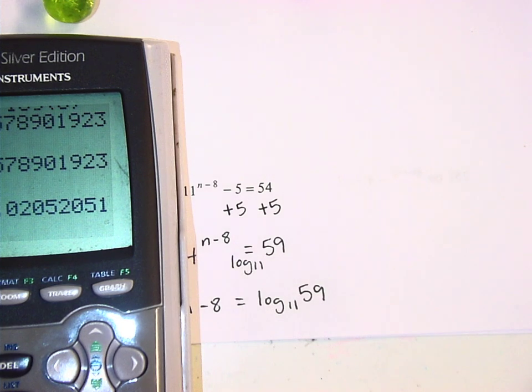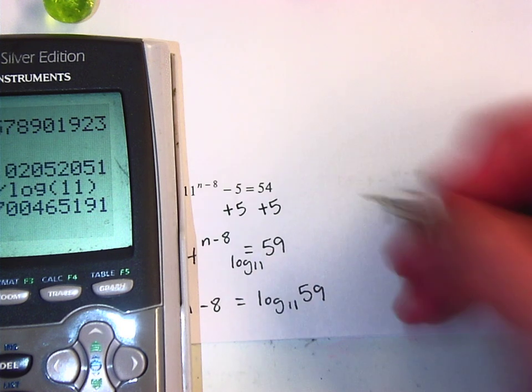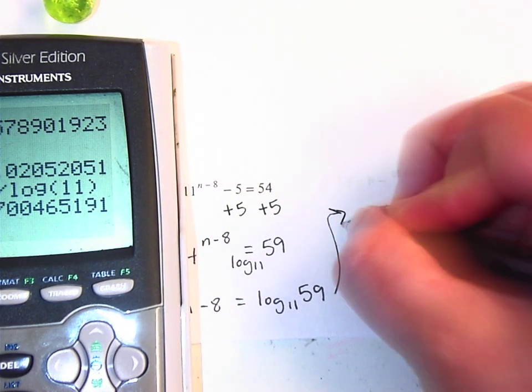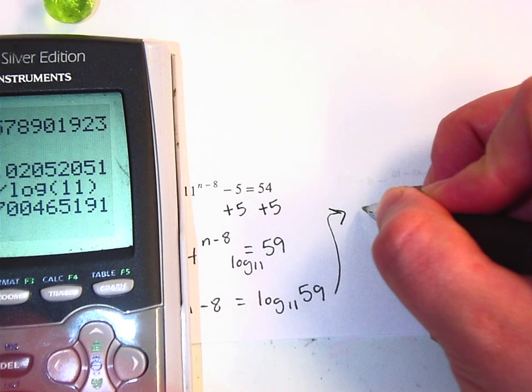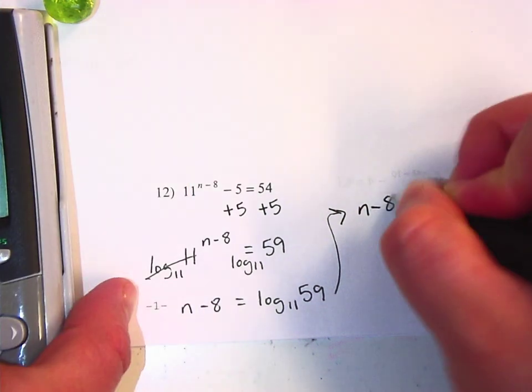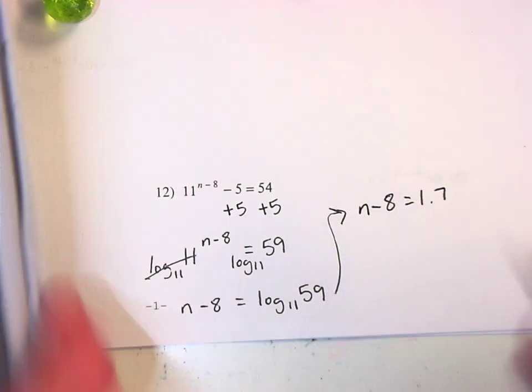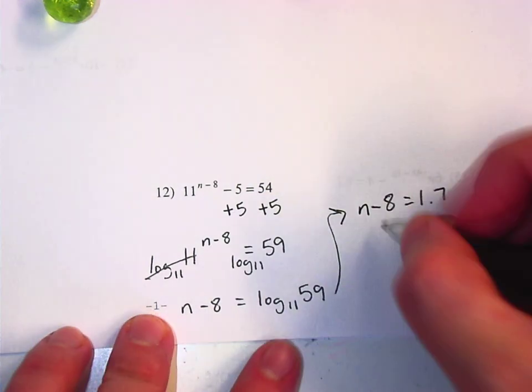I like the change of base rule, so I'm just going to do log of 59 divided by log of 11, but you could use that other thing in your calculator if you want to. So we end up with 1.7. So n minus 8 equals 1.7. And I'm going to add 8.